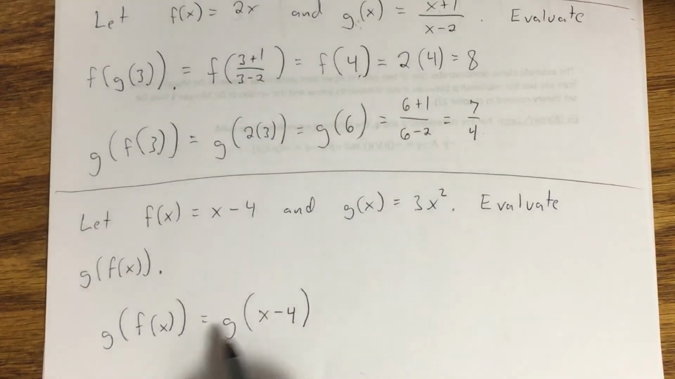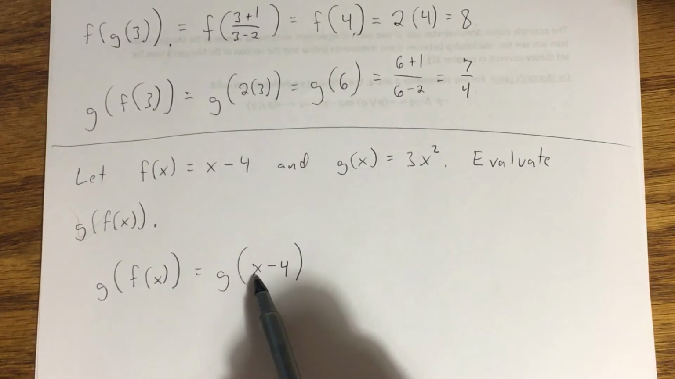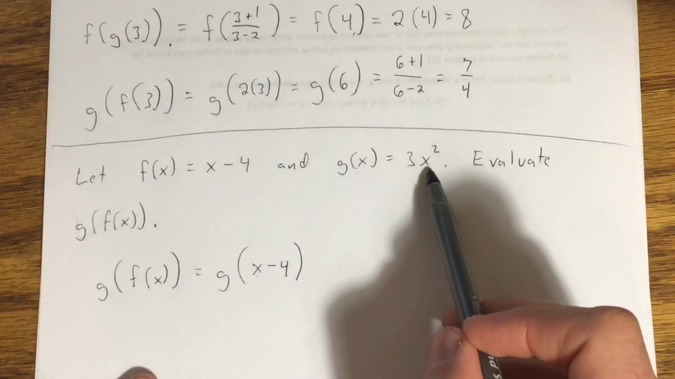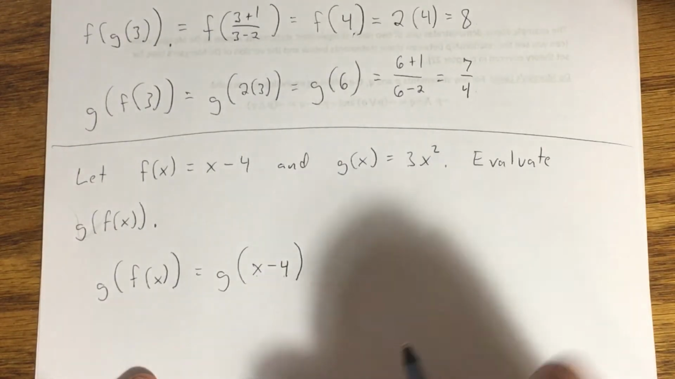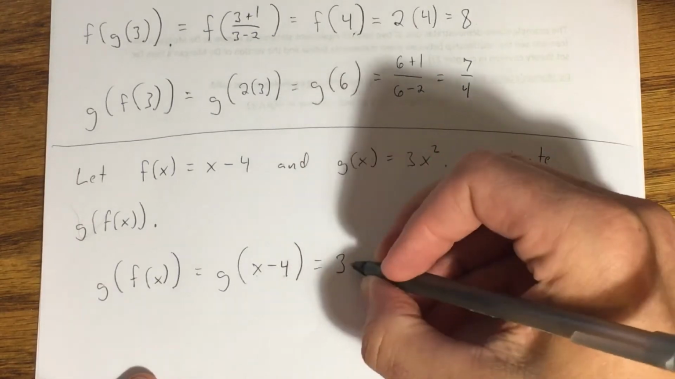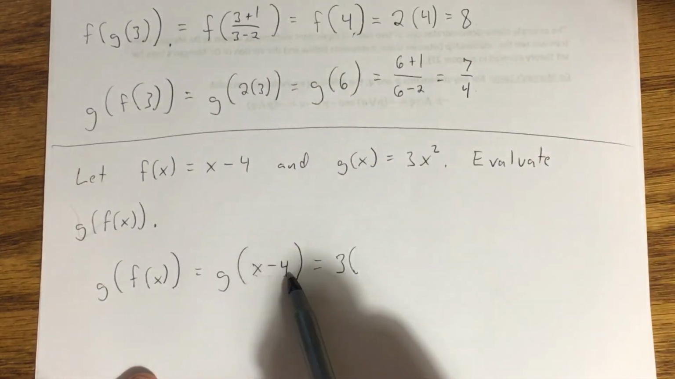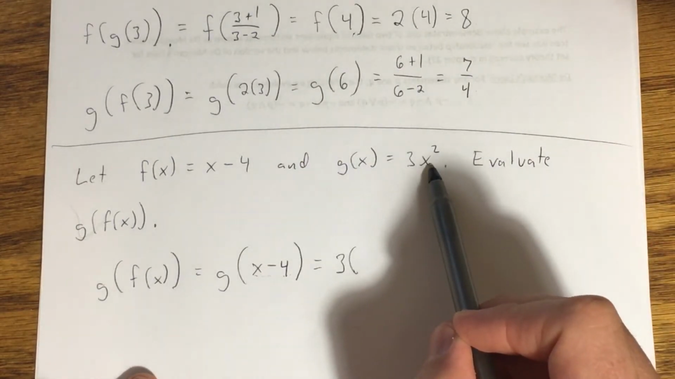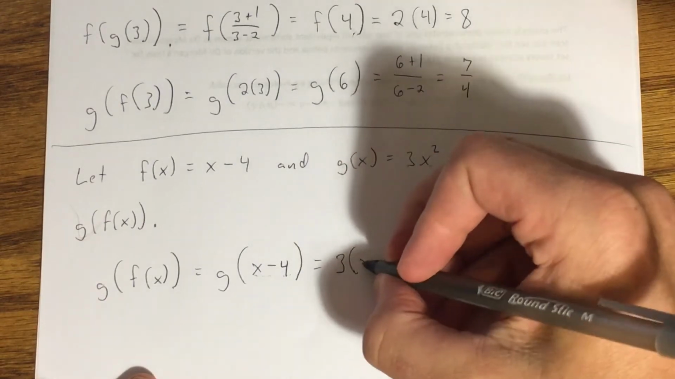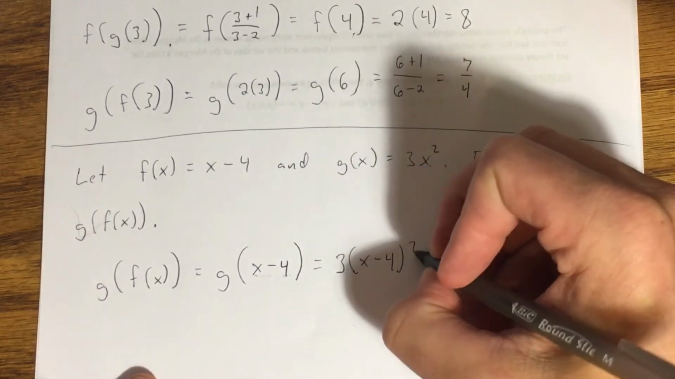Okay? Now, it may look a little odd to see an expression like this being used as an input, but this is totally valid notation. If I take that x minus 4 and substitute it in for the x that's appearing here in my g of x function, I get 3 times, remember, this input is what we plug in for x. So now instead of x, it looks like x minus 4 squared.